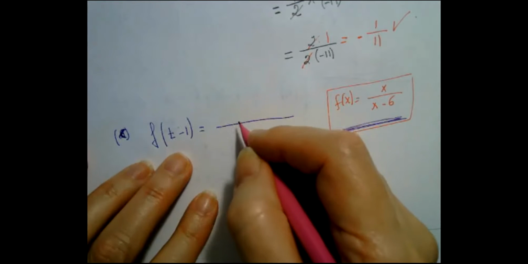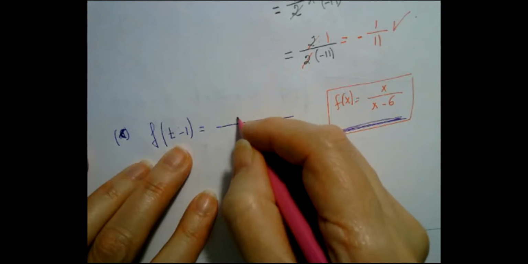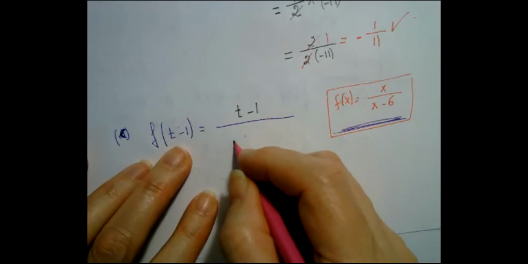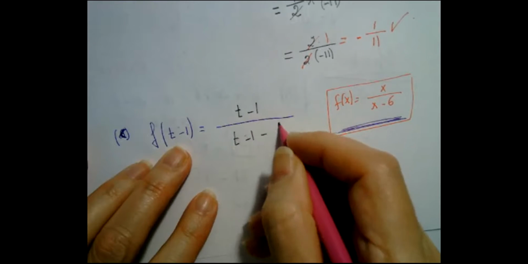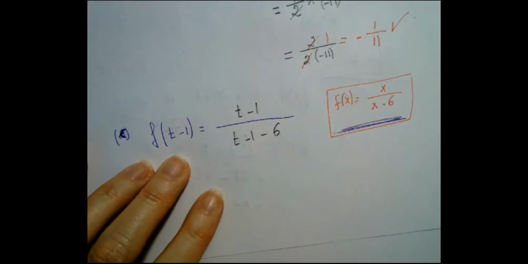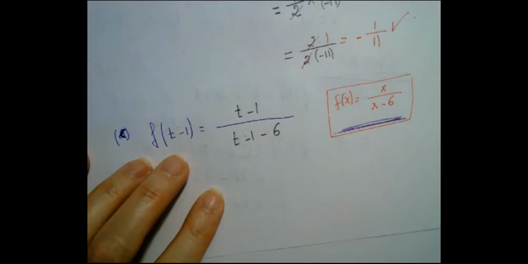What do you want me to substitute here? So it'll be t minus 1 over t minus 1 minus 6. Right. So can t minus 1 cancel out? Absolutely not. Not yet. No.